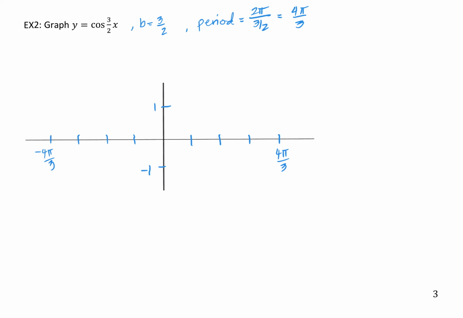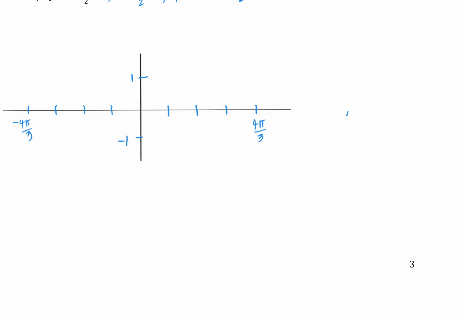So we have to take this period of 4 pi over 3. We're dividing it by 4. So remember, if you divide it by 4, or 4 over 1, that's the same as taking 4 pi over 3 times 1/4. Here I could see that the 4's will cancel, and each one of those intervals is going to be a distance of pi over 3.